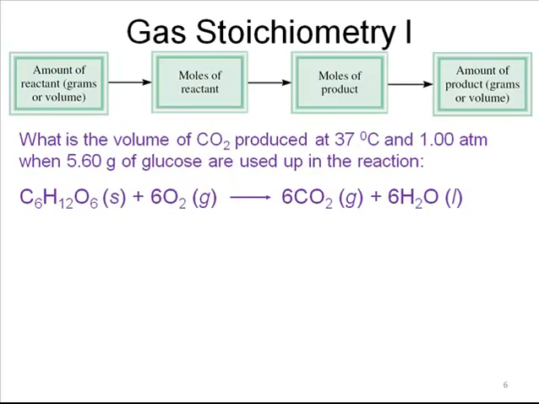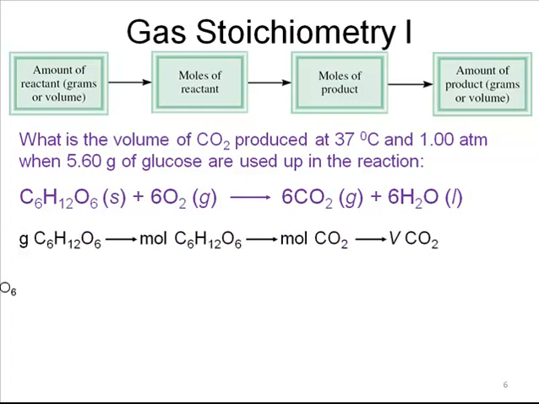Now, if we look here, it says, what is the volume of CO2 produced at 37 degrees Celsius and 1 atmosphere when 5.60 grams of glucose are used in this reaction. So you've got 5.6 grams of glucose here. You want to find out the volume of CO2. So you first convert the grams to what? Moles, and then moles to moles. And then to go from moles to liters, we have to use what equation? Yeah, PV equals nRT, unless it's at STP. So boom, it doesn't say STP, it's 37, that's non-STP. So we would use PV equals nRT at that step.